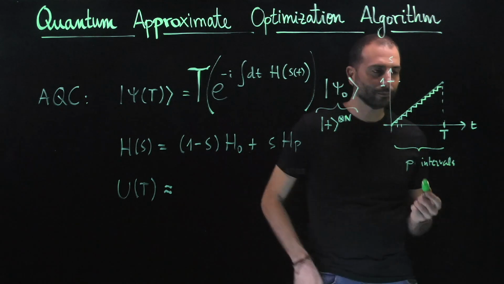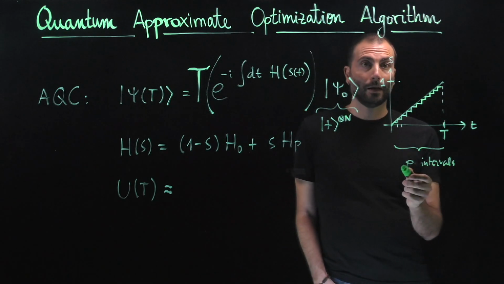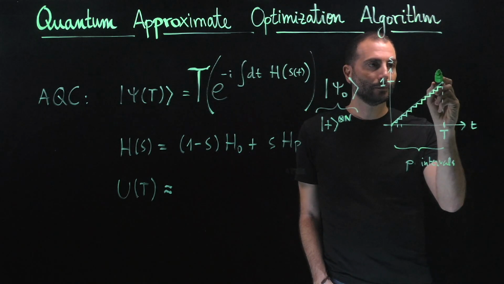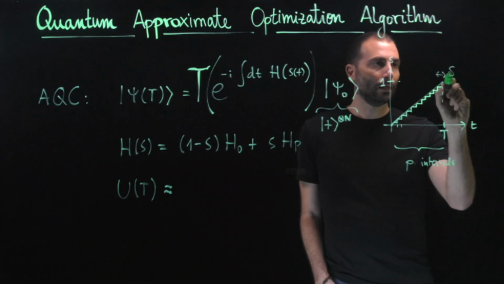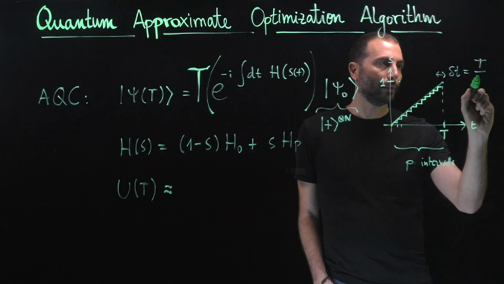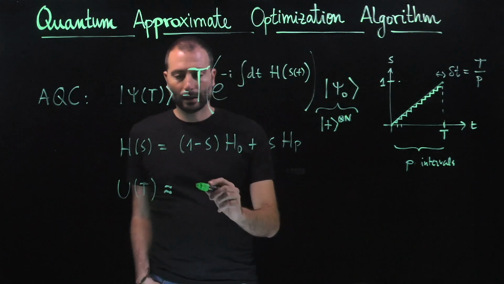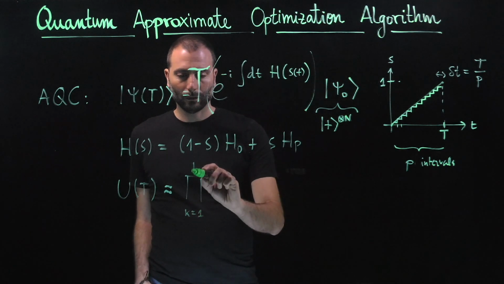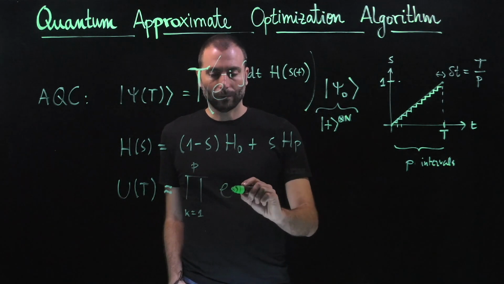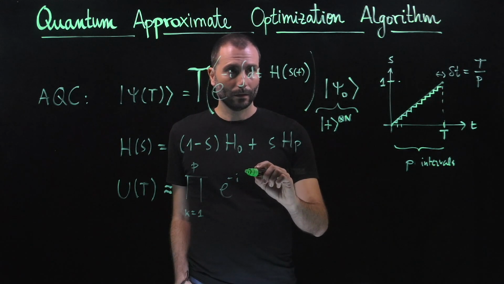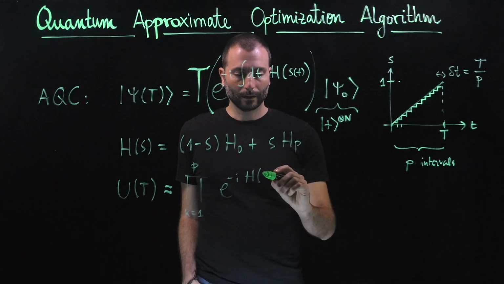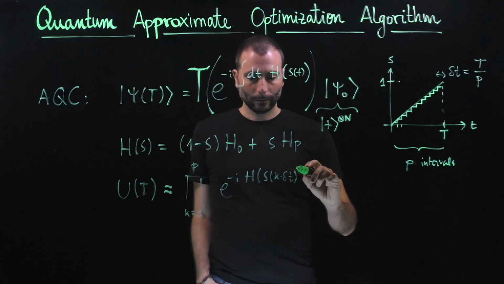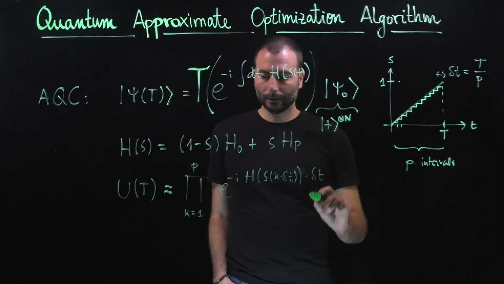We have to think about P as a large number of intervals, such that the length of each interval will be delta T, just the total time divided by P. If we do this, then we can understand this as the product for different K's from 1 to P of these evolutions, let's say S of K times delta T, for a time delta T.